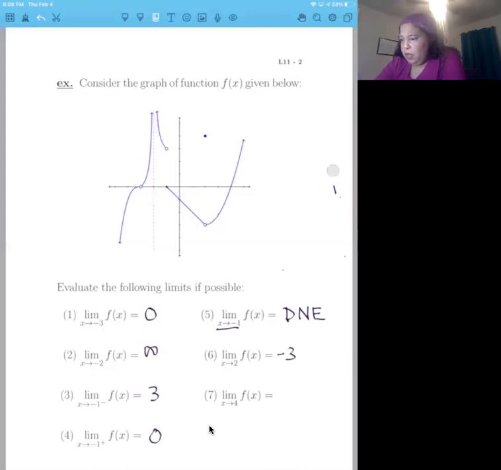Now the last one is the limit as x goes to 4. So 1, 2, 3, 4. All right, so it's that point right there. From the left, it's going to 0. From the right, it's going to 0, and it's even defined there. So the limit is 0.